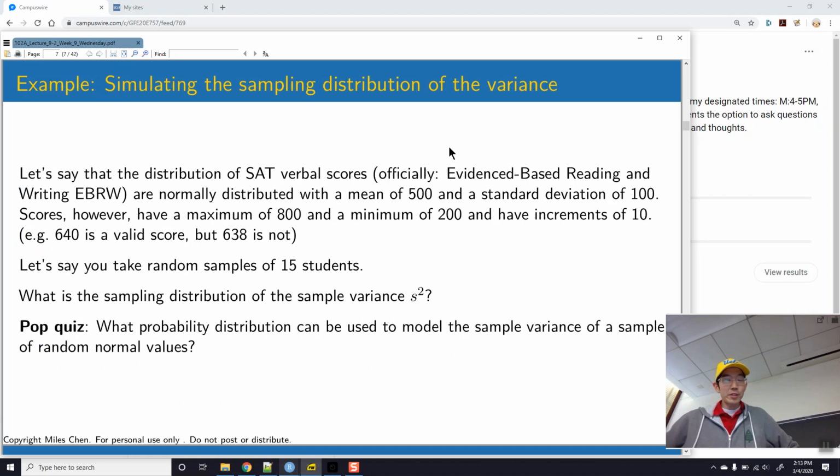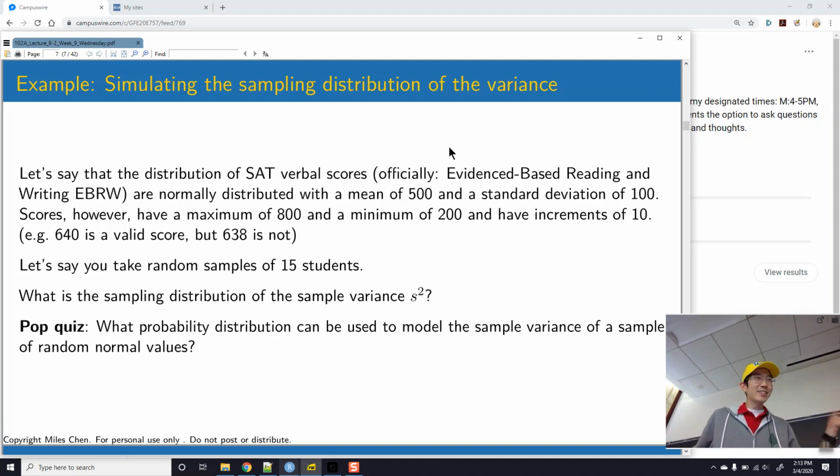All right, so here is an example. You guys took the SAT, I'm assuming? Do you still call it SAT verbal, or do you call it by its official name, evidence-based reading and writing? Verbal, right? It's math and verbal. The acronym is too long. It's EBRW, right? But yeah.